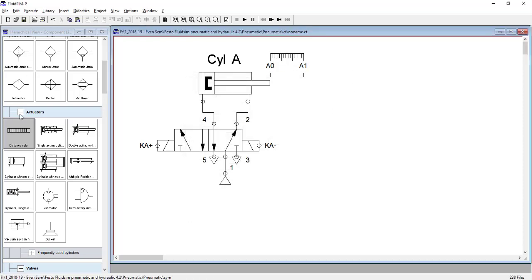So A0 tells us that the piston is completely inside, and A1 tells us that the piston is completely outside. Now this completes the pneumatic part of your electro-pneumatic circuit. The only thing that is remaining to draw is the electrical part.